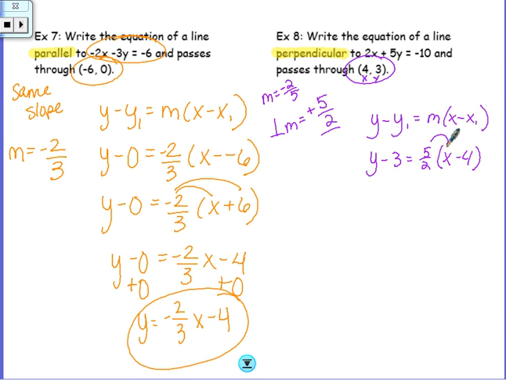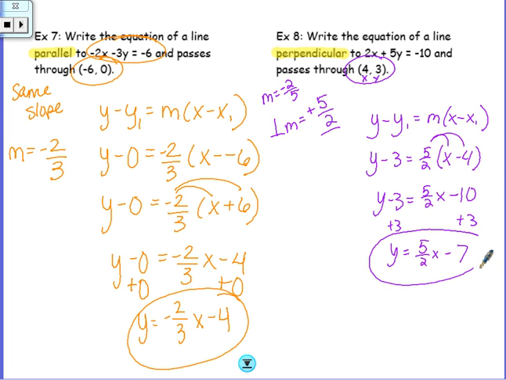So my first step is to distribute. So 5 over 2 times x is 5 over 2x. 5 times negative 4 is a negative 20. When you divide that by 2, you're left with negative 10. My last step is to add this 3 over, and when I do, I'm left with a negative 7. So here is this equation that's perpendicular to the given. We have opposite reciprocal slopes, 5 over 2 and negative 2 over 5. And it runs through the point (4, 3).